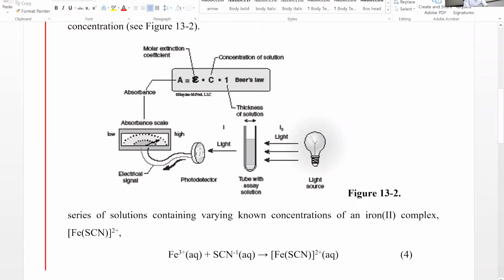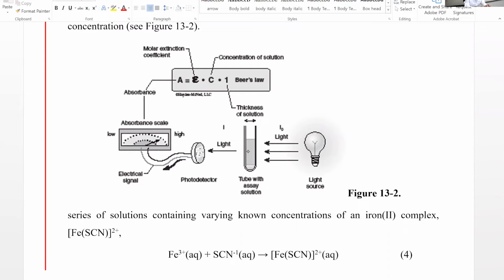So if we represent 100%, or I0, as the amount of light that is going to be transmitted, meaning passing through the sample, if it's like 90% for a sample, what it means is that 10% of the light was absorbed by the solution. And what affects how much light is going to be absorbed?